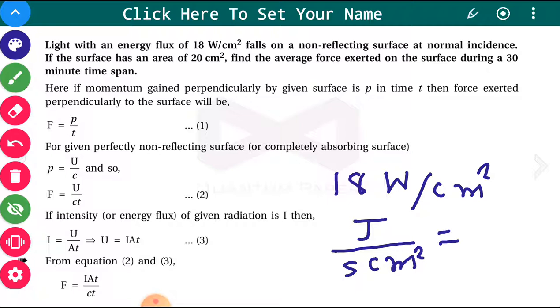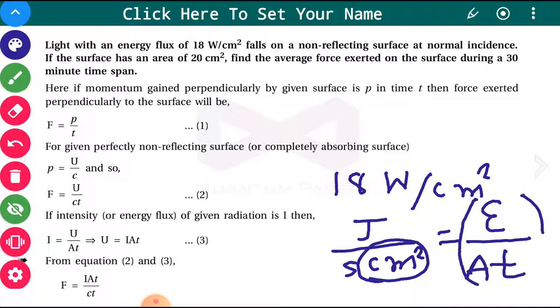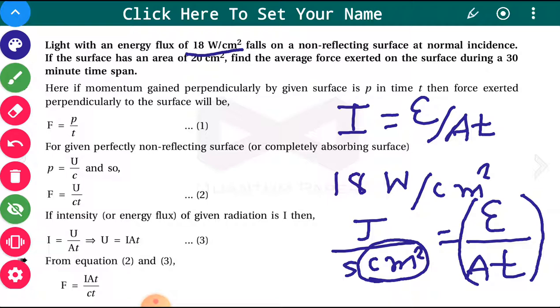Try to understand, energy flux is nothing but energy per unit area. Centimeter square is the unit of area. So energy per unit area per unit time is energy flux. Energy flux is also sometimes known as intensity. So intensity is energy per unit area per unit time. So this is the intensity given to us, 18 watt per centimeter square.